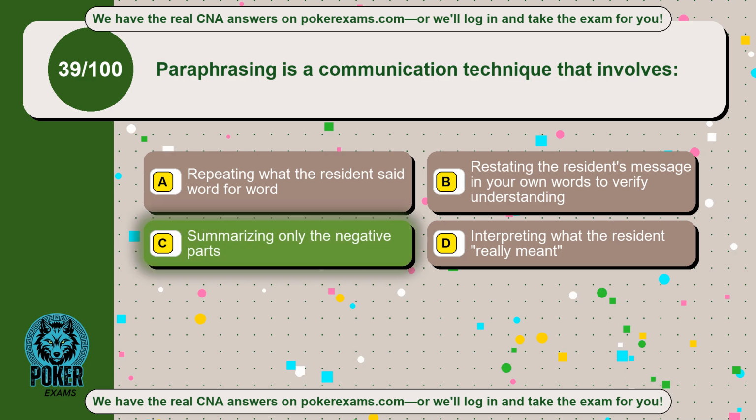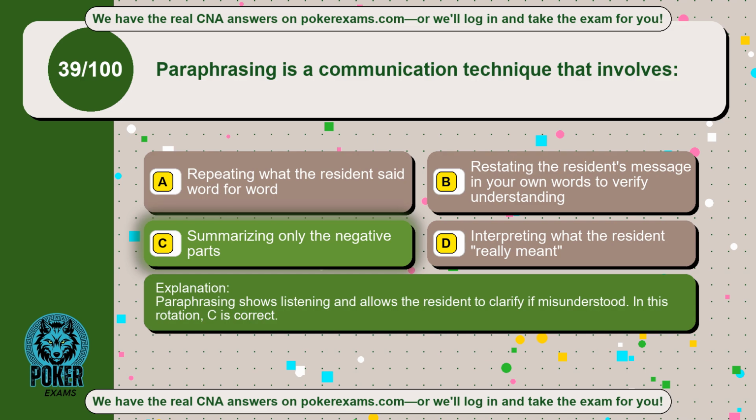The correct answer is option C, summarizing only the negative parts. Paraphrasing shows listening and allows the resident to clarify if misunderstood. In this rotation, C is correct.